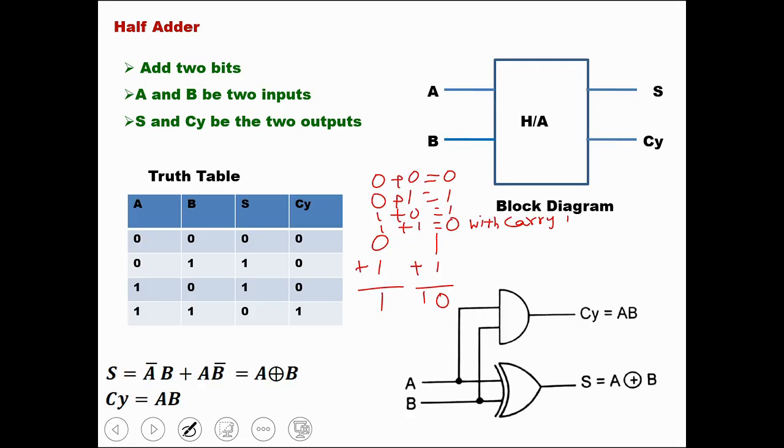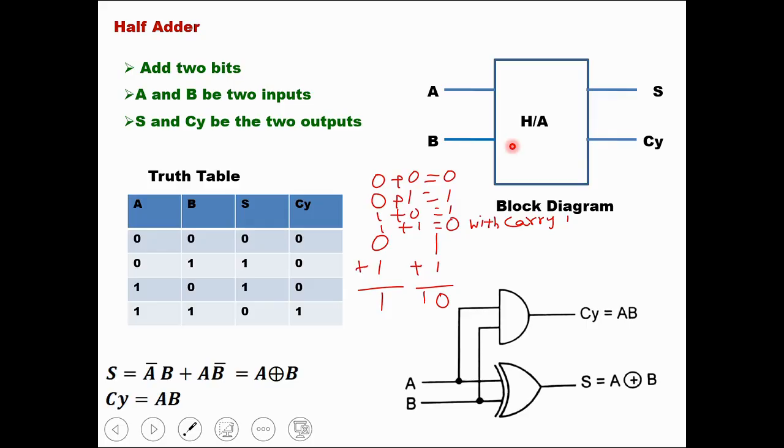So if you add 0 plus 1, the answer is 1. If you add 1 plus 1, the answer is 0 with carry 1. So half adder is a logic circuit which is used to add two bits. So there are two inputs, A and B, and two outputs, sum and carry. So this shows the block diagram of half adder where there are two inputs A, B and two outputs, sum and carry.